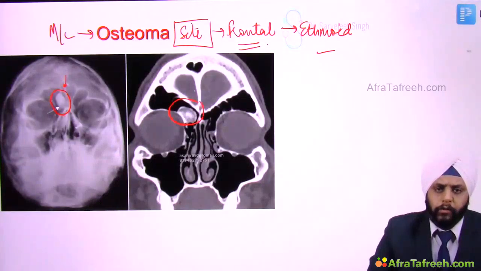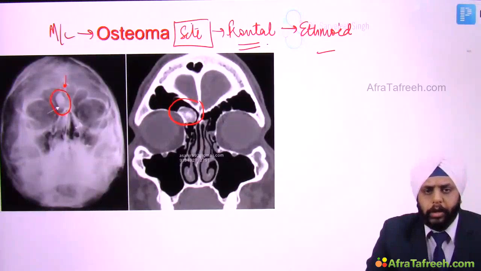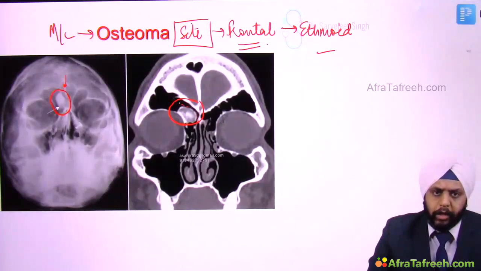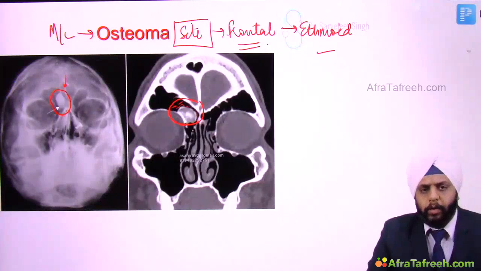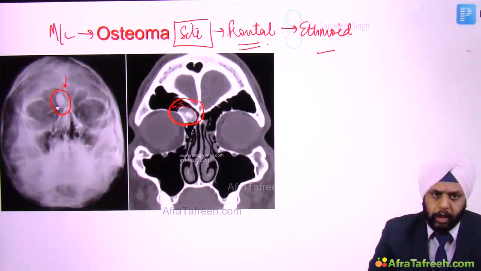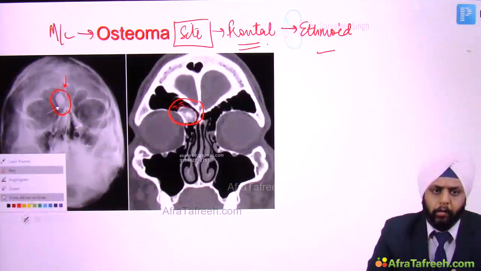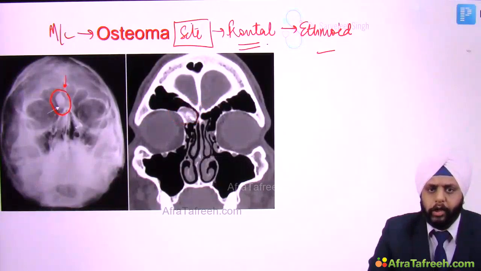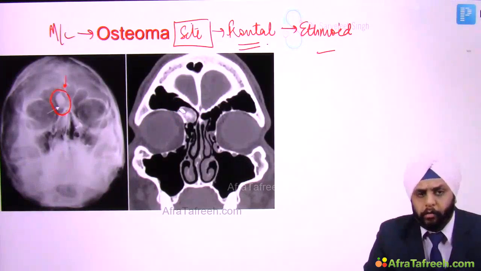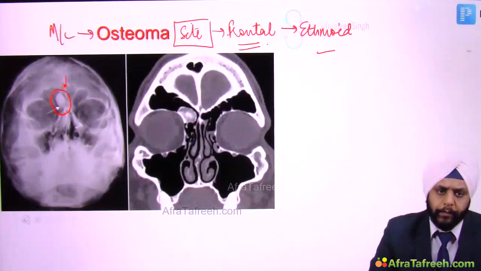This osteoma is actually blocking the frontal ostium. So the frontal ostium has become very, very narrow, and because of that there is collection of secretions, and because of that the patient has headache. Remember, the typical headache for frontal sinus is office headache. So you see, a very small opening is left, and the patient presented to us with office headache.